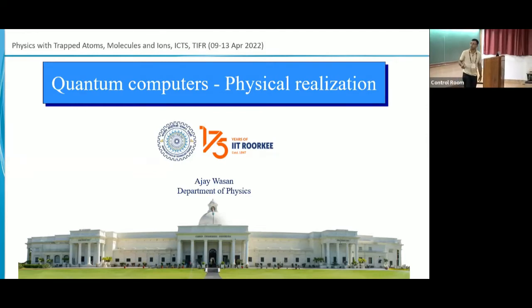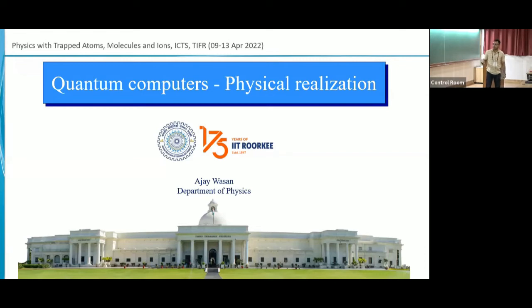And I'm coming from Roorkee. We have a 45 degree temperature there, and here very pleasant weather. We are also celebrating 175 years in Roorkee, and in November we are organizing a very big conference in our campus. So hopefully a few of you will also be there.